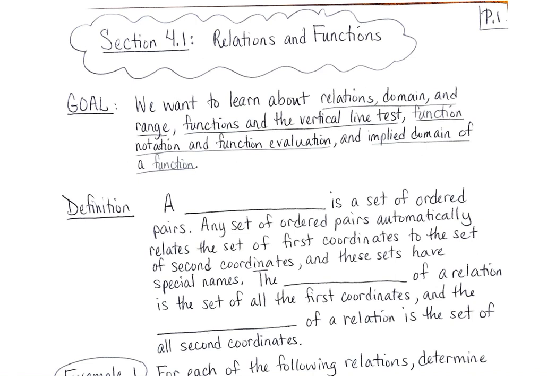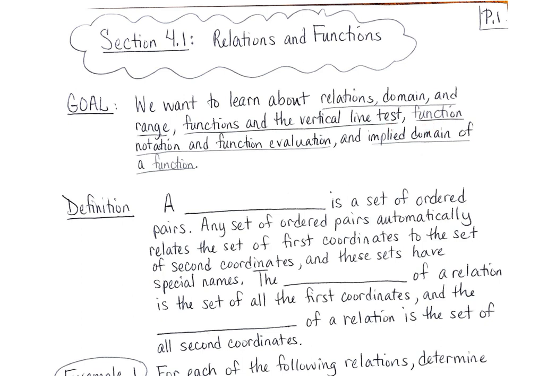Relations and functions. That's section 4.1. The goal of this section is to learn about relations. What is a relation? Learn about domains, ranges, functions, and the vertical line test, which helps us determine whether our given equation is a function.